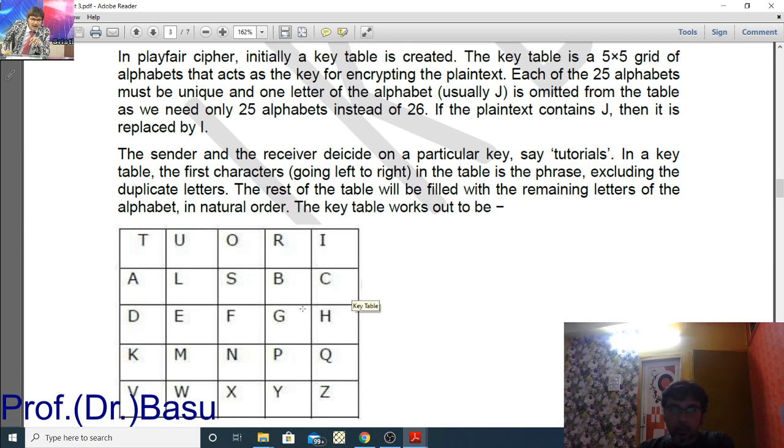So then K, then L. L has occurred, so we are skipping L. Then next character comes M, N, O has occurred, so we are getting P, Q, R, S, T is already present, so R, S, T, U will be skipped, then V, W, X, Y, Z. So this way we will be generating a 5 by 5 matrix as a key table.